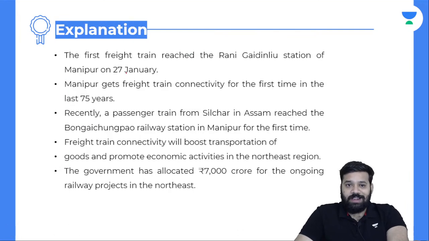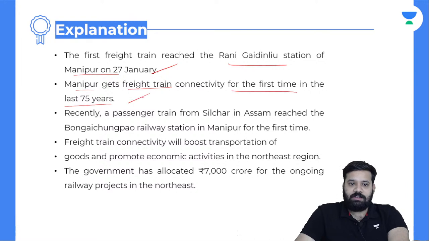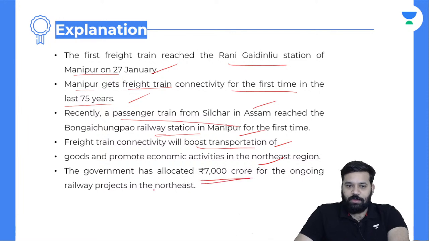The first freight train reached Rani Gaidinliu station of Manipur on 27th January. Manipur gets freight train connectivity for the first time in last 75 years. Recently, a passenger train from Silchar in Assam reached the Bairabi railway station in Mizoram for the first time. Freight train connectivity will boost transportation of goods and promote economic activities in the northeast region. The government has allocated 7,000 crore for ongoing railway projects in the northeast.